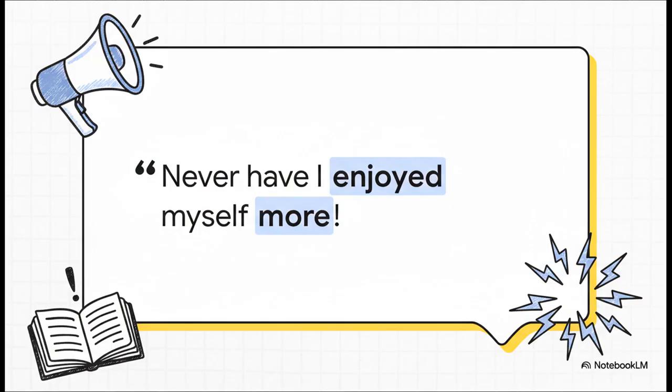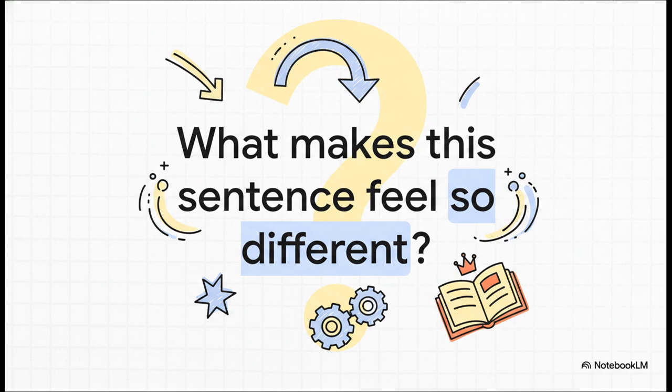Look at this sentence. Never have I enjoyed myself more. It sounds pretty dramatic, right? Almost like a line from a movie or a big, powerful speech. I mean, it just hits different than saying, I have never enjoyed myself more. So, what's the secret sauce here? What is it that makes this sentence structure feel so, well, different? The answer is this fantastic grammatical technique called inversion. It's all about intentionally flipping the normal word order to get a specific effect.